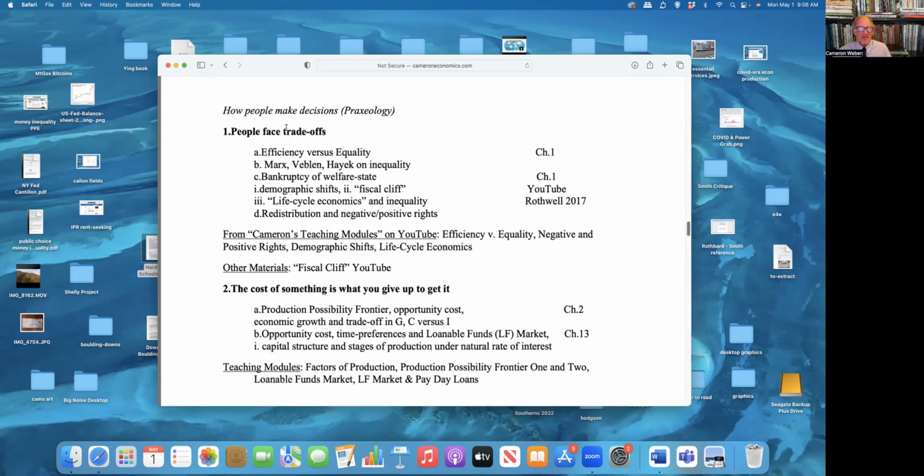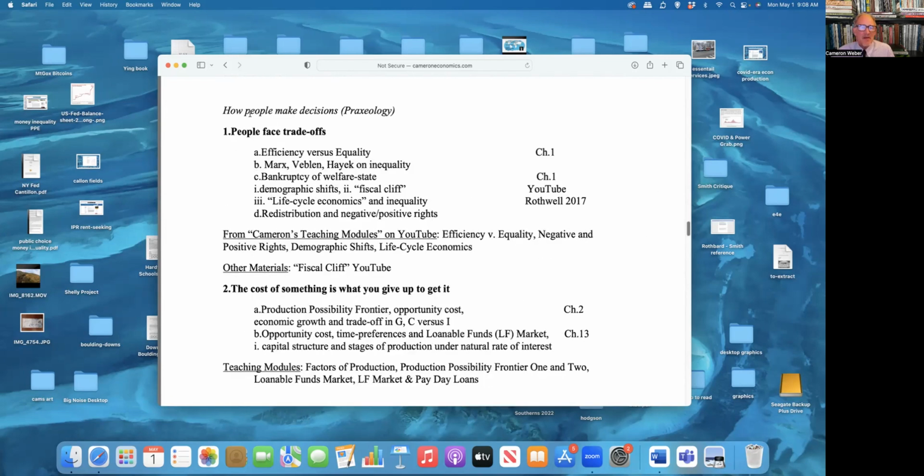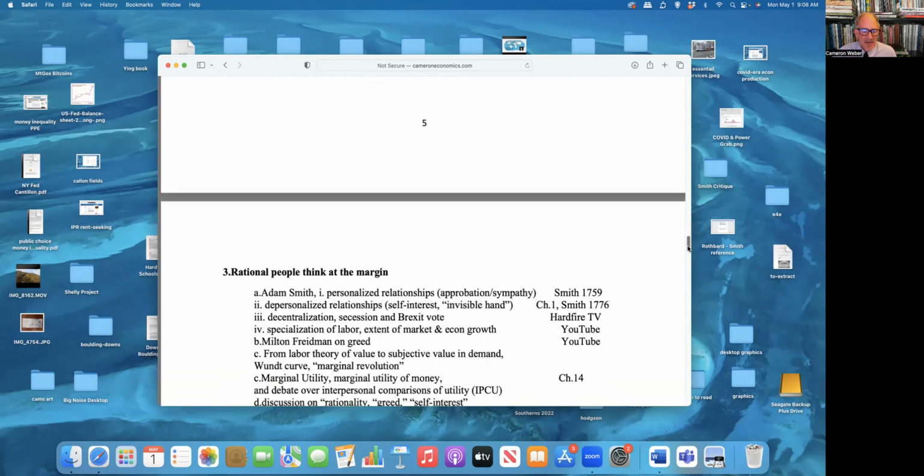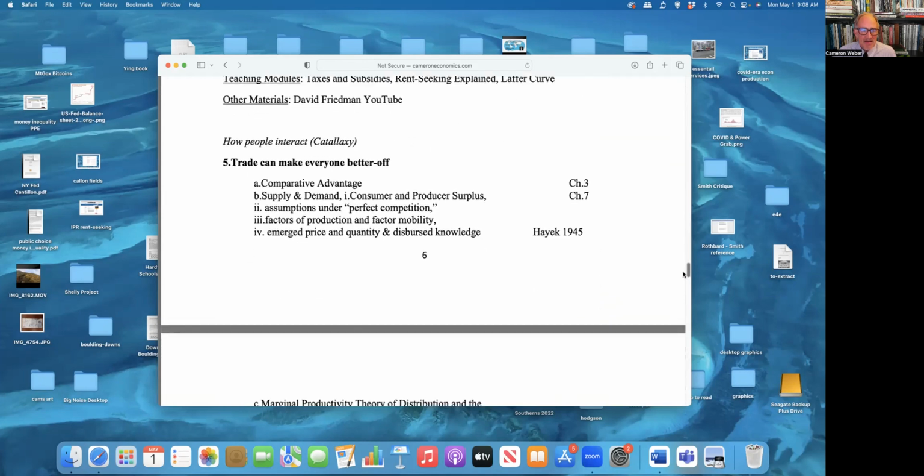So I've further divided Mankiw's 10 principles of economics into two main categories. The first is how people make decisions, praxology: the theory and study of individual behaviors. And then the next category is the theory and study of how people interact based on their individual incentives, their individual social construction. How people interact is the second category, and that's catalaxy.